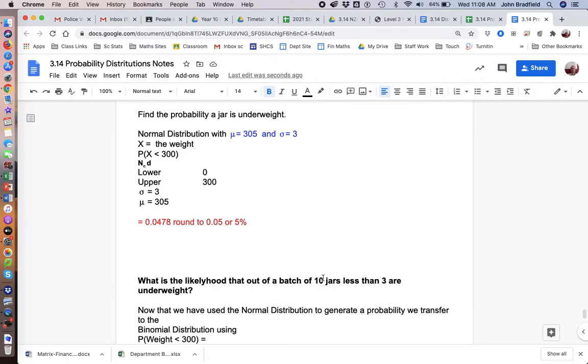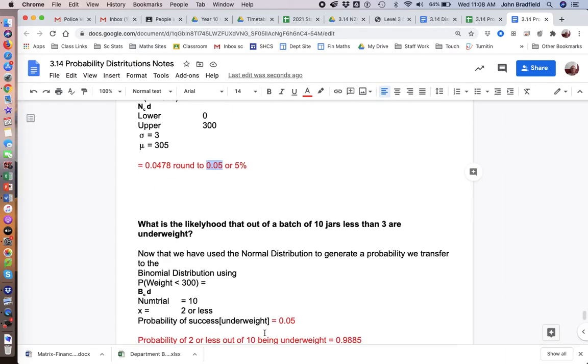We will assume independence and that there is a fixed probability. Now we've just calculated the fixed probability, and that's how the one question leads naturally into the other. So we've got in that statement all the ingredients of a binomial question. So we've used the normal distribution to generate a probability, and then we transfer to the binomial.